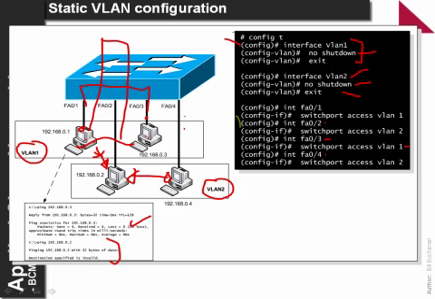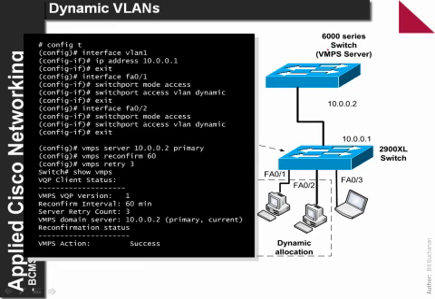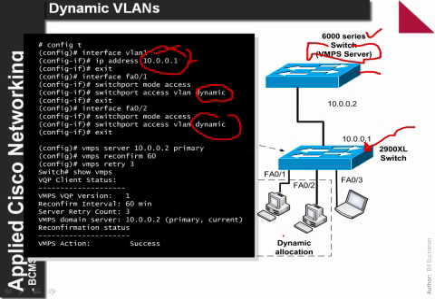In a dynamic VLAN system, we need a VMPS server, typically run on a 6000 series switch. And this device actually contains the database which maps the MAC addresses to the VLAN numbers. So in this case, we define our VLAN and we give it an address. The reason we give it an address is so that we can access it remotely to be able to configure it. Then we say that the VLAN allocation is dynamic for the two ports that we have here, 1 and 2.